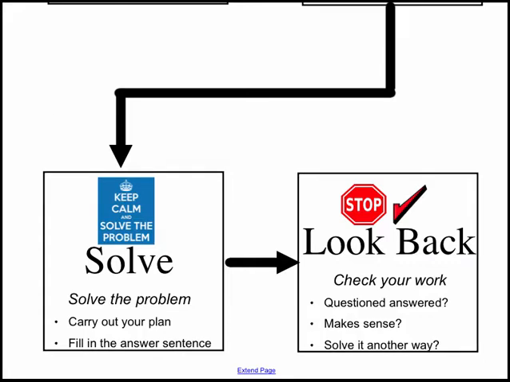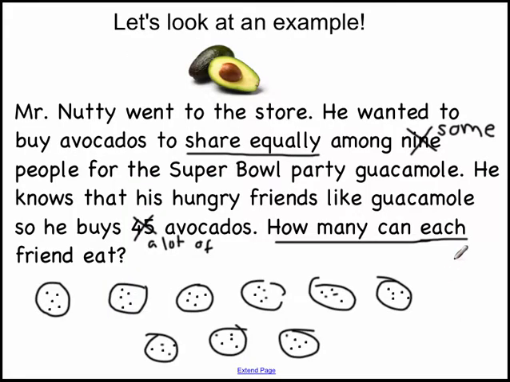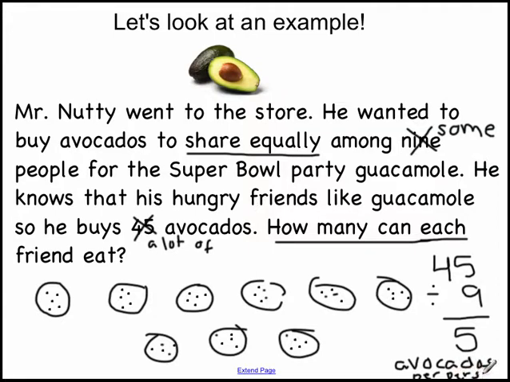We had our picture. And it turns out that it looks like, if we use our numbers, 45 avocados shared equally or divided among 9 people means that each person gets 5 avocados. And avocados is our units here. So 5 avocados per person. Now, we've solved our problem. Let's go back a step.